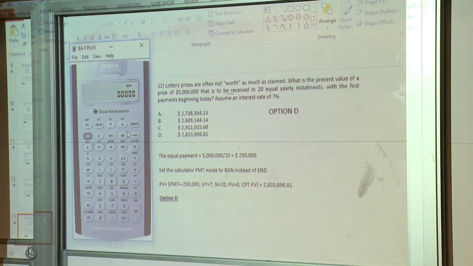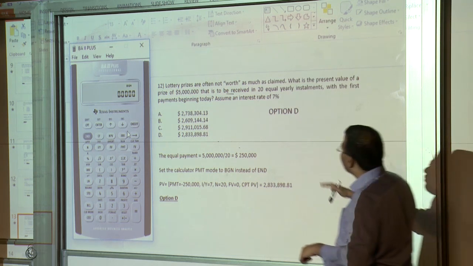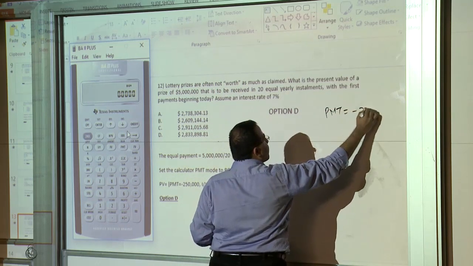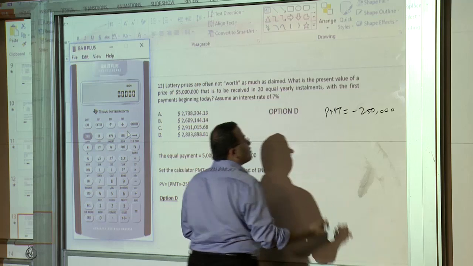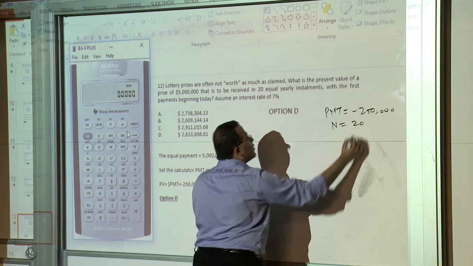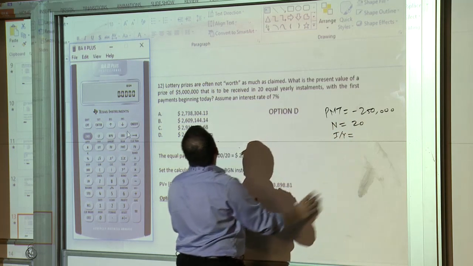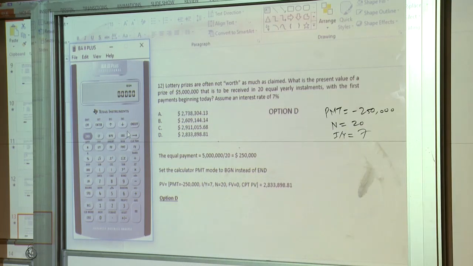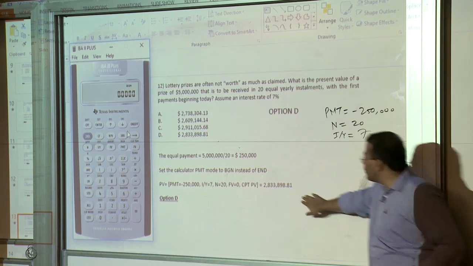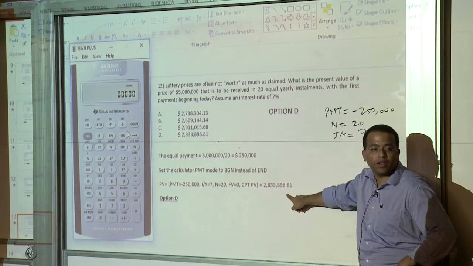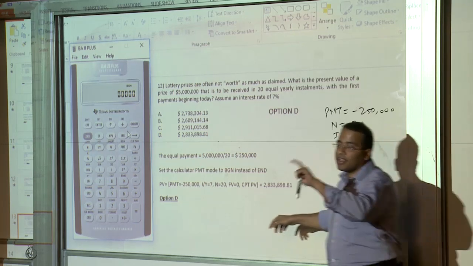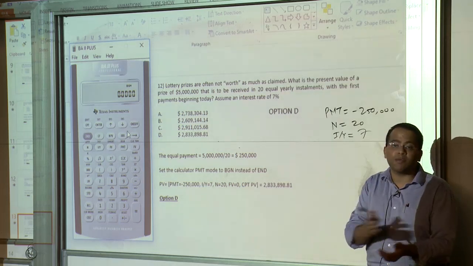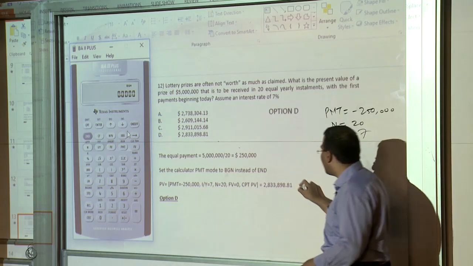Okay, so now you just put in the numbers. You put in $250,000 as the PMT with a minus sign just to get a positive number, N equal to 20, and I/Y equal to 7%. And you can compute the PV. If you do that, you should get this number here, 2,833,898.81. So this is the present value when we have explicitly told the calculator that the payment is happening at the beginning of the period. So this is the answer that we want.